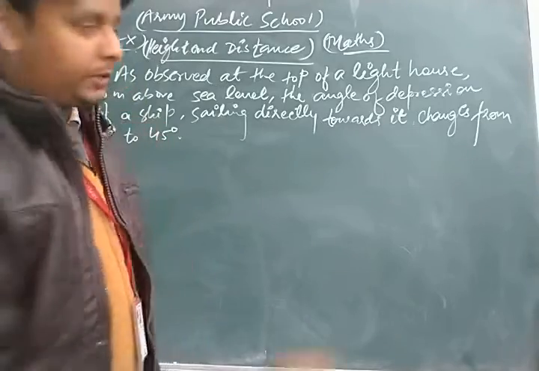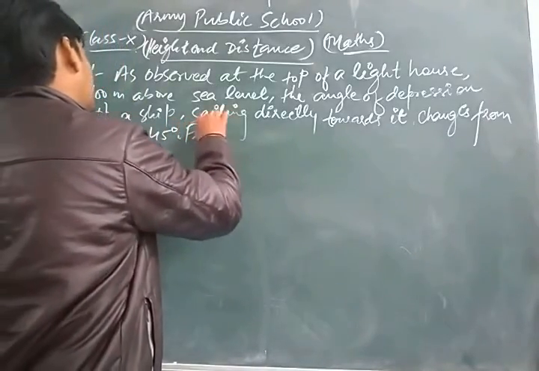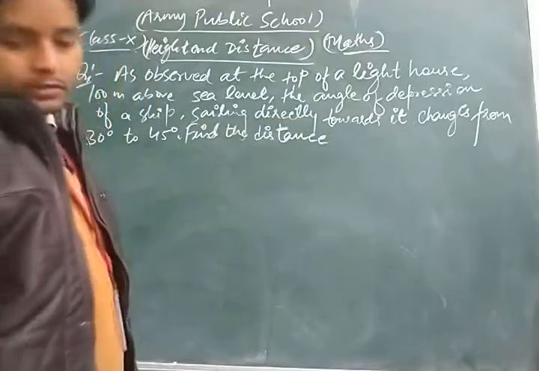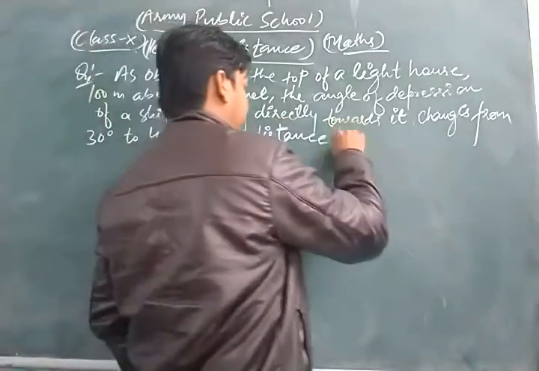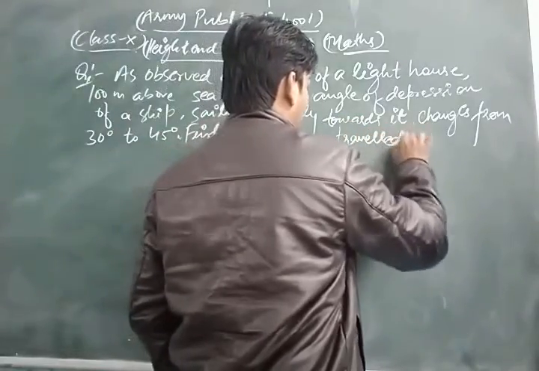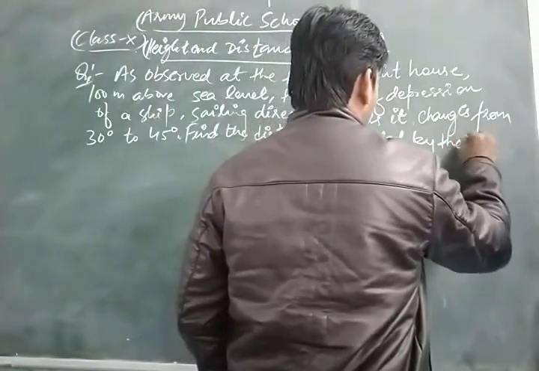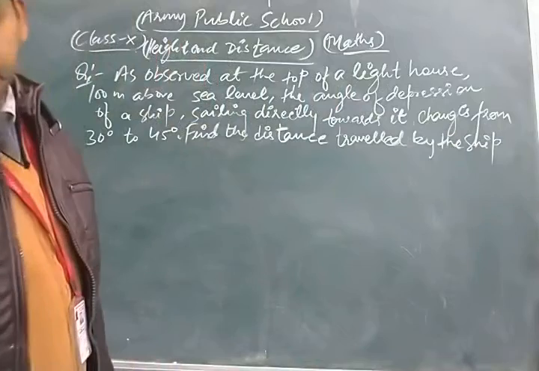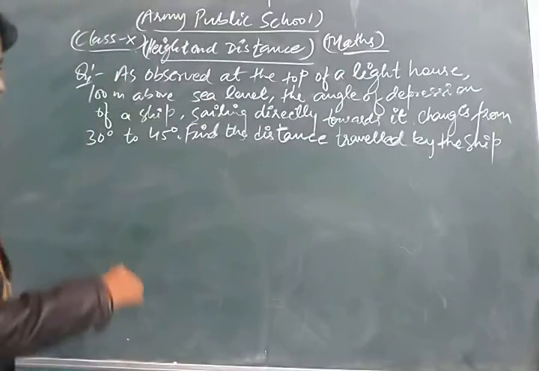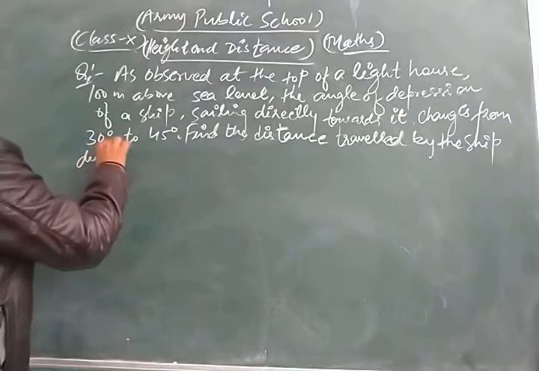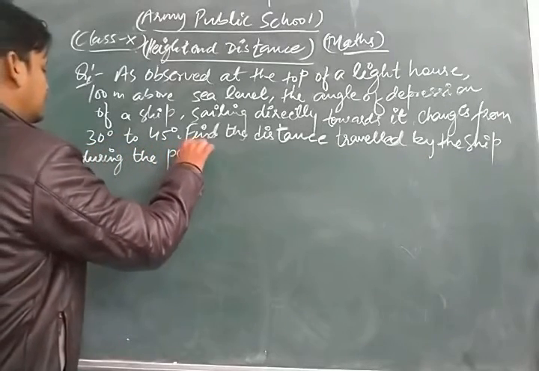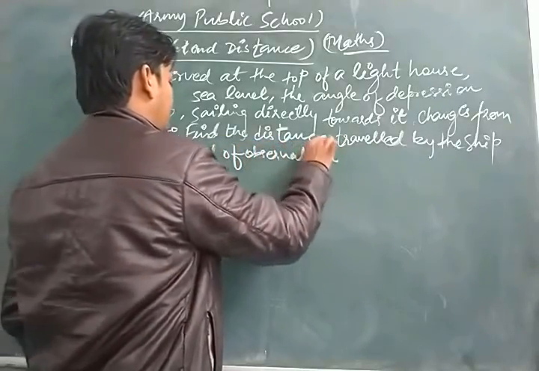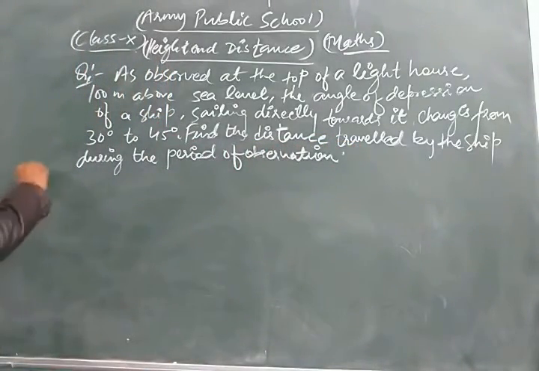find the distance traveled by the ship during the period of observation. Now let's see its solution.